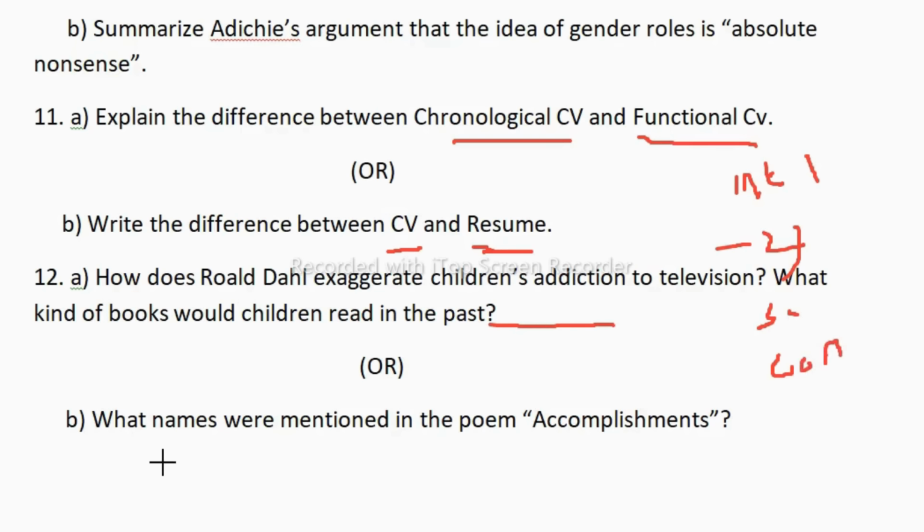Next one, what names were mentioned in the poem Accomplishment? Again this is also repeating, so you should do it the same way. Introduction to this female author, then you should write the answer to this one, meaning how many names she mentioned in this poem, like Dante, Shakespeare, Socrates and all. That example you should show here in the second topic. Then the same summary which you have written before, the whole summary, then conclusion. So if you write in this way, you will definitely get full marks.